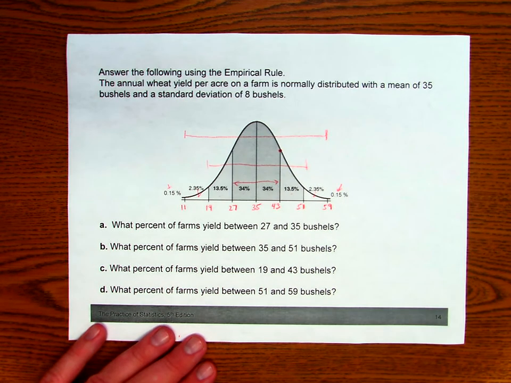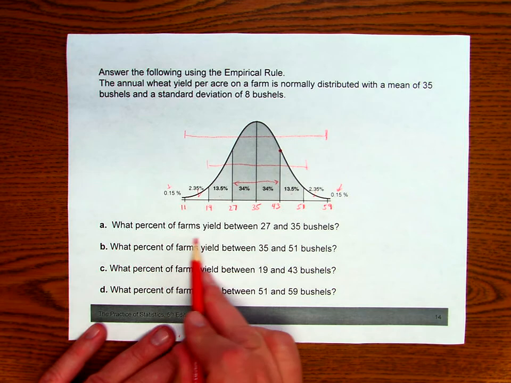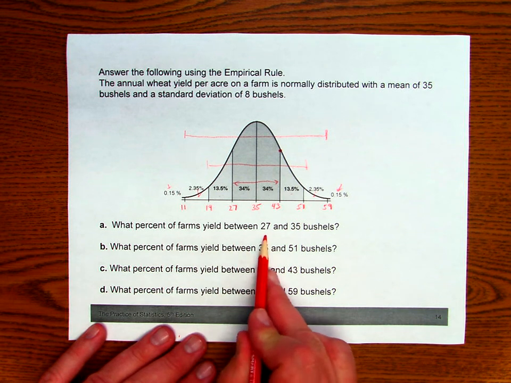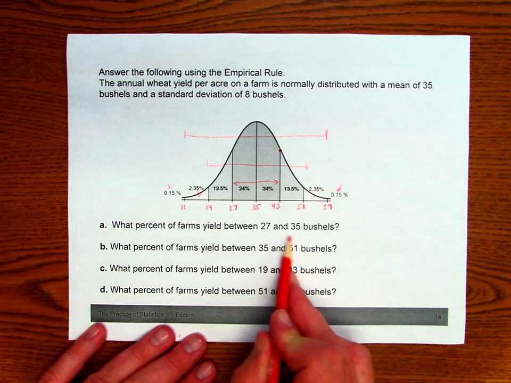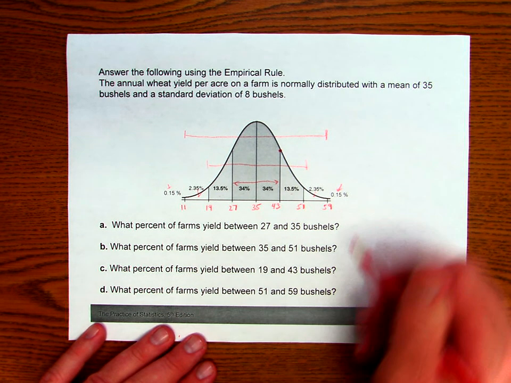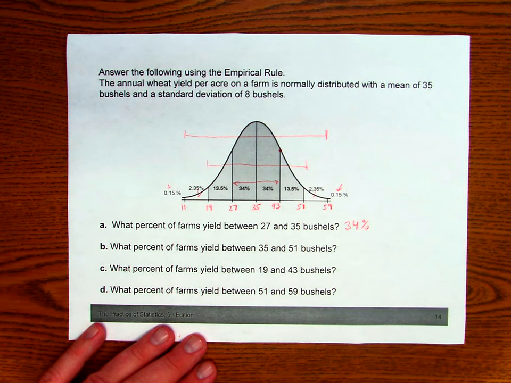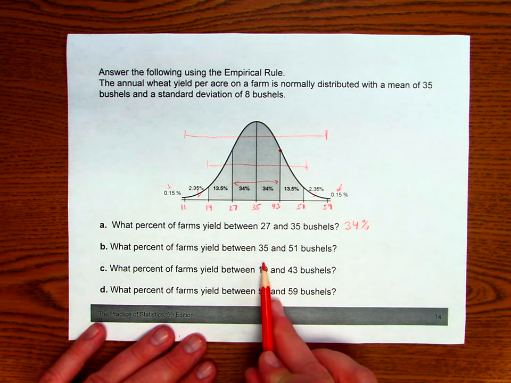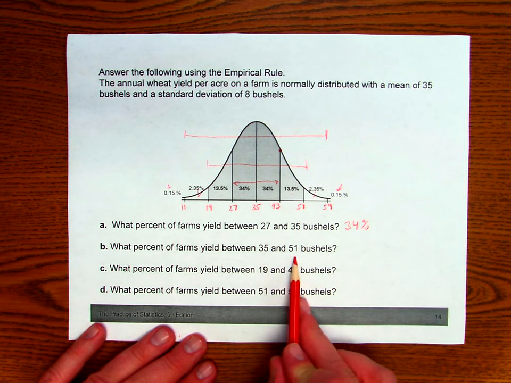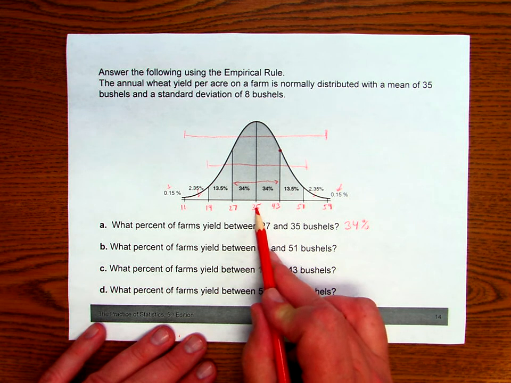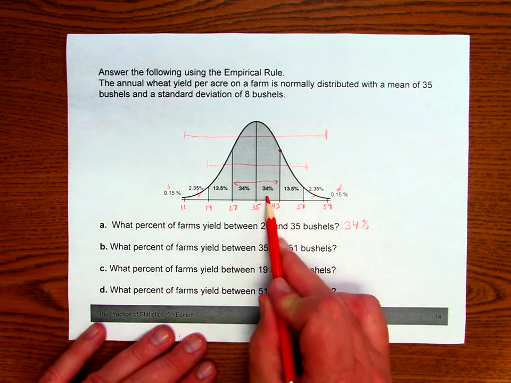So what percent of the farms yield between 27 and 35 bushels? So between 27 and 35 bushels is 34% of the data. Okay, what percent of farms land between 35 and 51? Well, that would be between here and here. So it would be 34 plus 13.5, 47.5%.